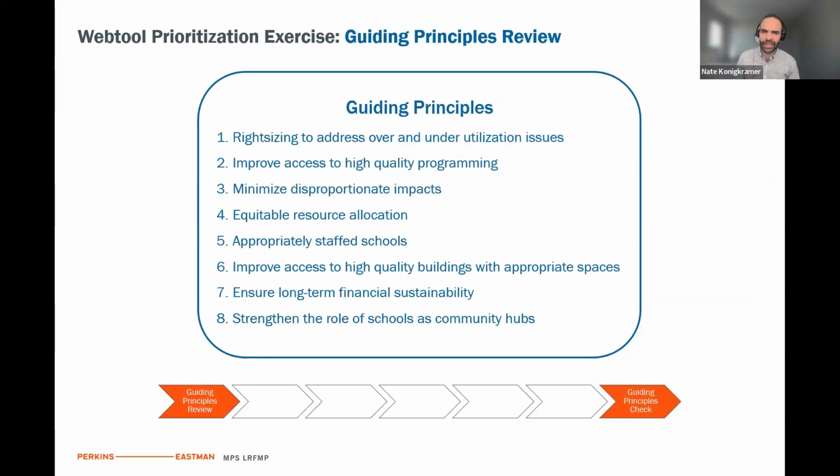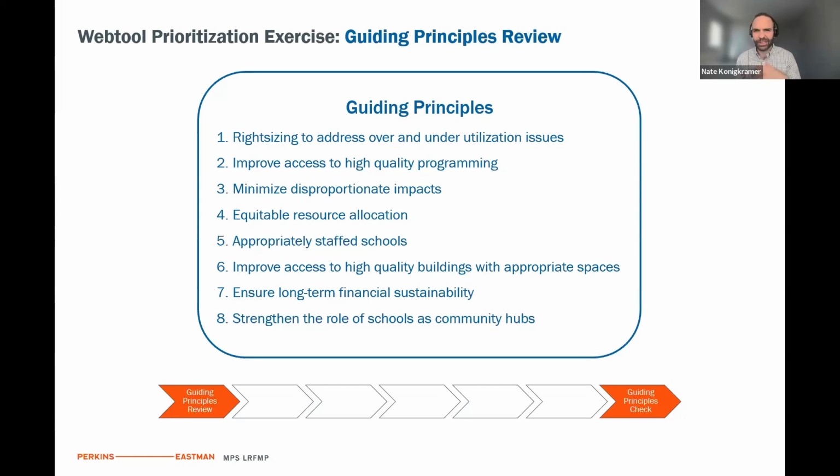The discussion questions will come in a second, but first we just wanted to revisit the guiding principles for the project that were both the first and the last step in the overall process that we had laid out during that first phase. Hopefully you're familiar with these, but I'll read through them quickly. So the 8 guiding principles, first being right sizing to address over and underutilization, access to high quality programming, minimizing disproportionate impacts, equitable resource allocation, appropriately staffed schools, access to high quality buildings with appropriate spaces, ensuring long-term district financial sustainability, and strengthening schools as community hubs.